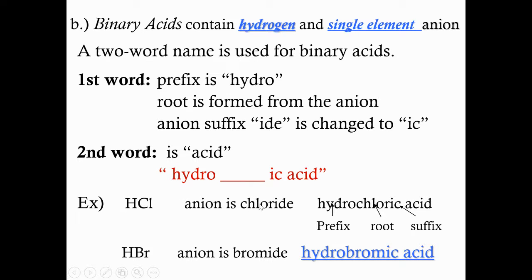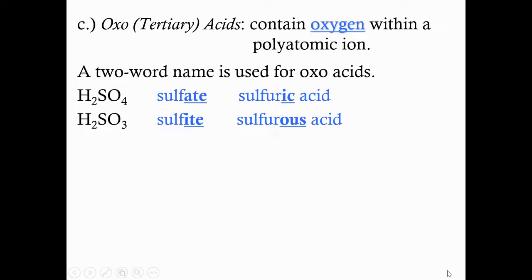So HCl, it's connected to the chloride ion, but we don't say hydrochloride acid. All acids change to ic. So it's hydrochloric acid. HBr, the hydrogen is connected to bromine, so it's hydrobromic acid. And there are only about 5 or 6 true binary acids, so you don't run into that many of them. There are a lot more of what we call oxo or tertiary acids.